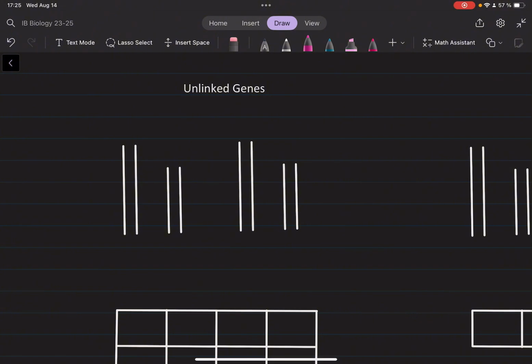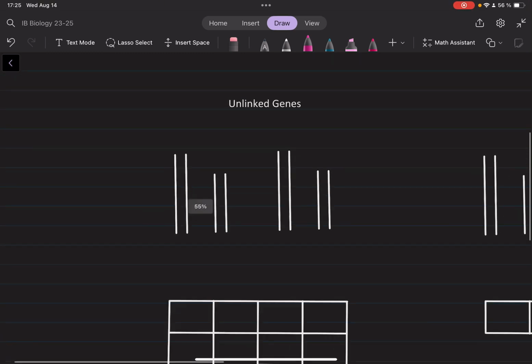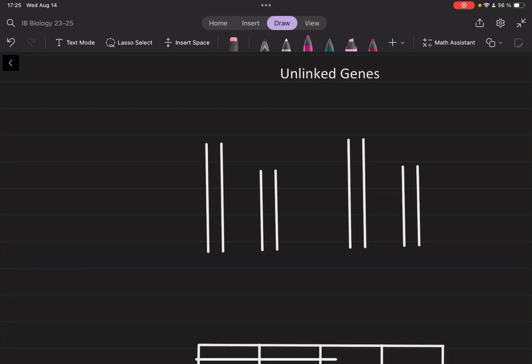Unlinked genes, in my opinion, are a little bit easier because we can utilize Mendel's ratio from standard level, because they are inherited separately. So the example that the IB gave is peas, and the two traits that we look at are the shape of the pea, so round is the dominant and wrinkly is the recessive, and also the color, so green is the dominant and yellow is the recessive.